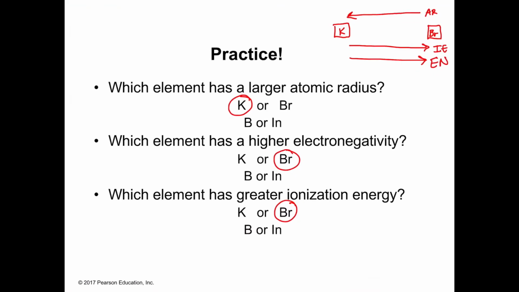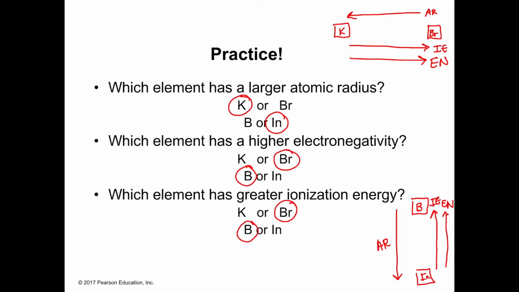If we think about boron and indium, they are stacked up and down. Okay, so atomic radius increases going down the periodic table. So that means that indium will have a larger atomic radius. If we think about ionization energy and electronegativity, both of those increase going up the periodic table. So that means that boron will have a higher electronegativity and a higher ionization energy.